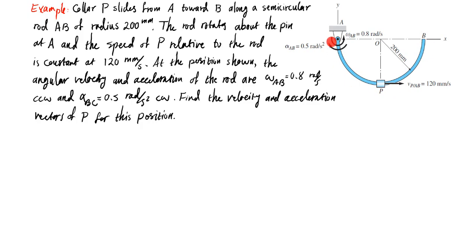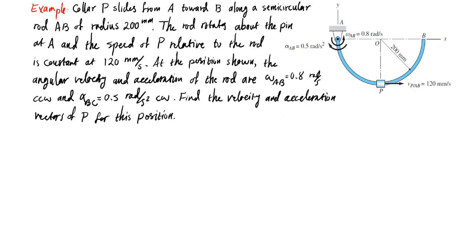Angular velocity is 0.8 radian per second counterclockwise, and alpha, or angular acceleration, is 0.5 radian per second squared in the clockwise direction. At the position that we see right now, all we know are these values, and we're asked to find the velocity and acceleration vectors for the collar P, that is VP and AP. We're also told that the velocity of P relative to the rod is constant, 120 millimeters per second.